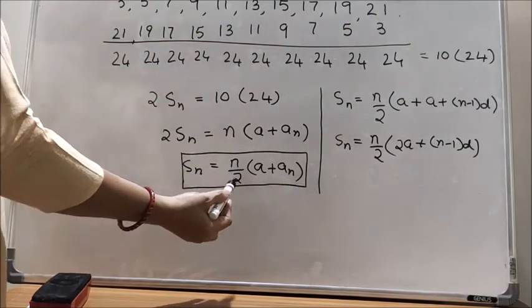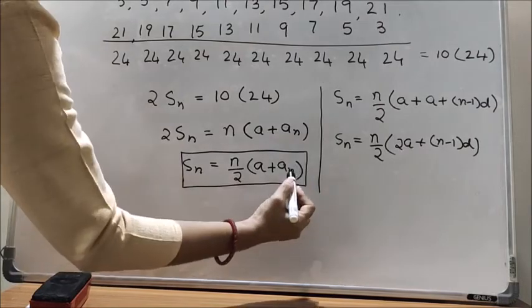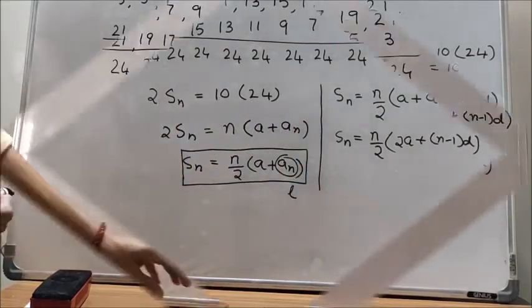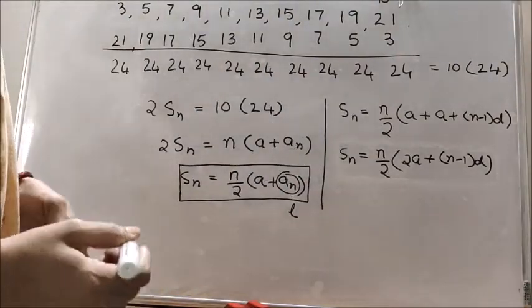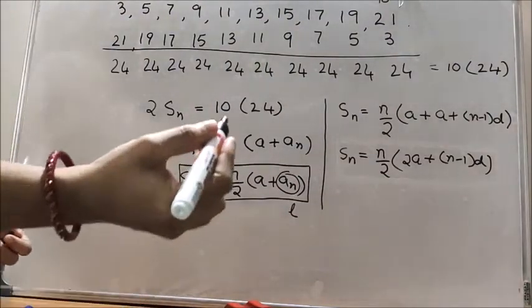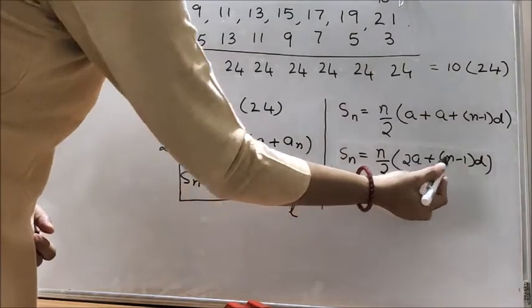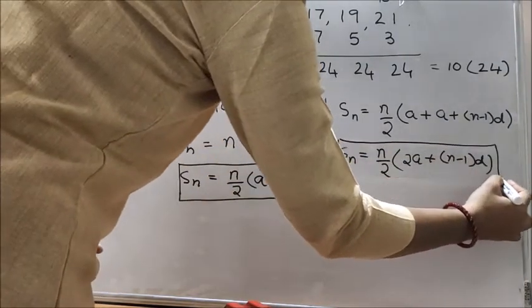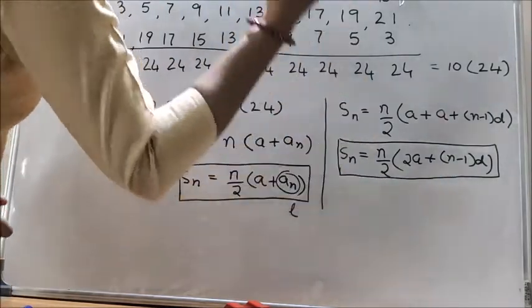Sn is equal to N by 2 into A plus An. In place of An, you can also write L. The last term is also denoted by L. If you don't know the value of L, the last term, you know only N, A and D, then you will use this formula.